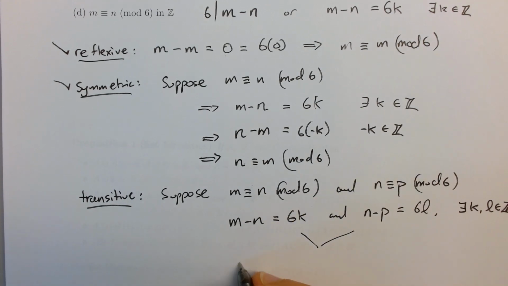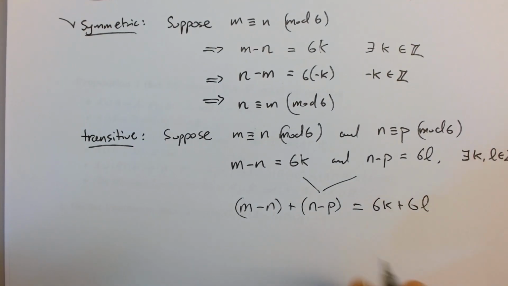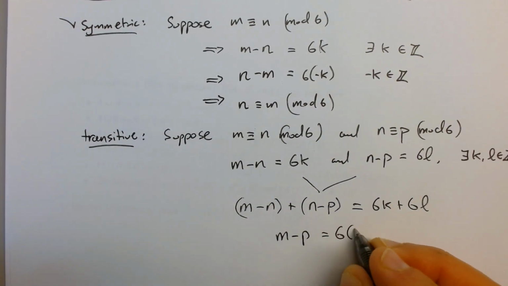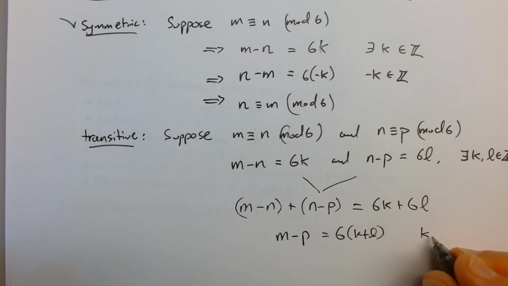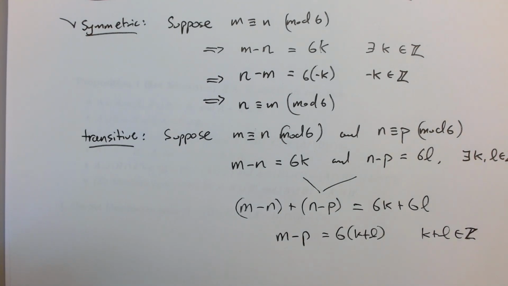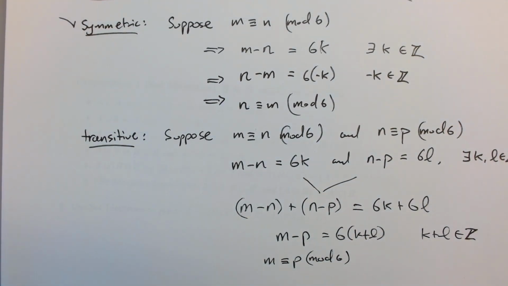So let's do this sort of slowly. m minus n plus n minus p is equal to the sum of the other sides, 6k plus 6l. And then, of course, the n's cancel out. So I do get the m minus p that I want, and I can factor out a 6 here. And k plus l is an integer. So that would mean m is congruent to p mod 6. So it gets the check mark for transitive as well.